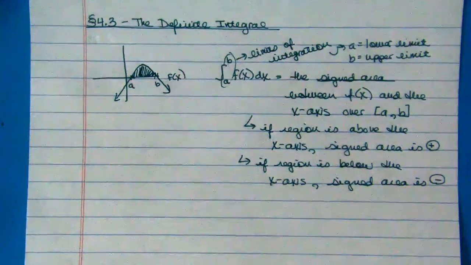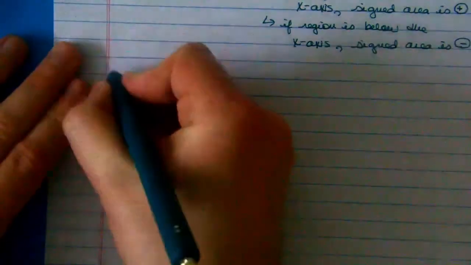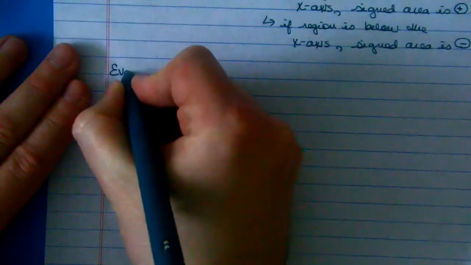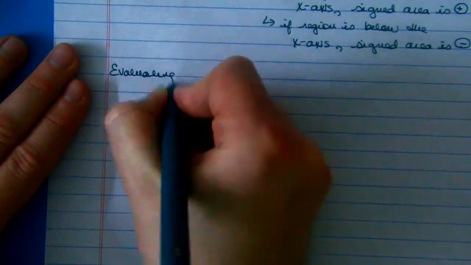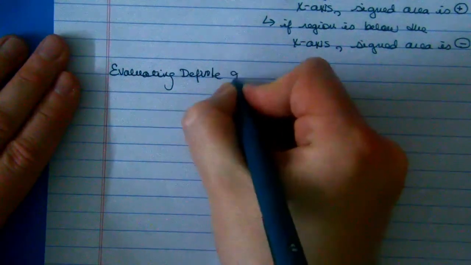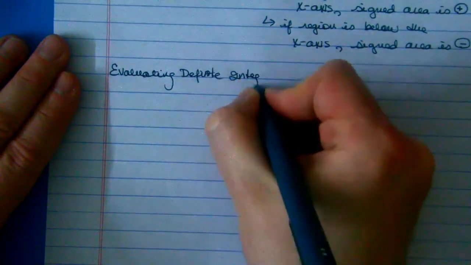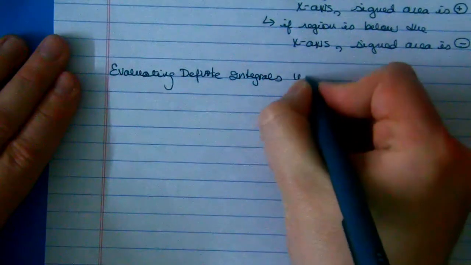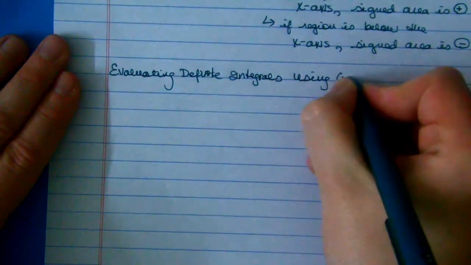Okay, so now that we hopefully have a sense of what these symbols mean, we're going to try to do some evaluating. And specifically, because we don't really know anything right now about definite integrals, we are just going to try to do some evaluating using geometry. Evaluating definite integrals using geometry.